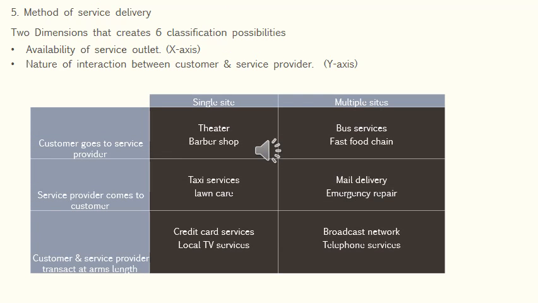Fifth, method of service delivery. Two dimensions and six classifications are possible. Single site, multiple site. The customer goes to the service provider: theater, barber shop. Multiple site: bus services, fast food. It's the same as the fourth one. Service provider comes to the customer: taxi services, lawn care, mail delivery, emergency repair are multiple sites. The customer and the service provider transact at arm's length: credit card services, local channel, broadcast networks and telephone service.